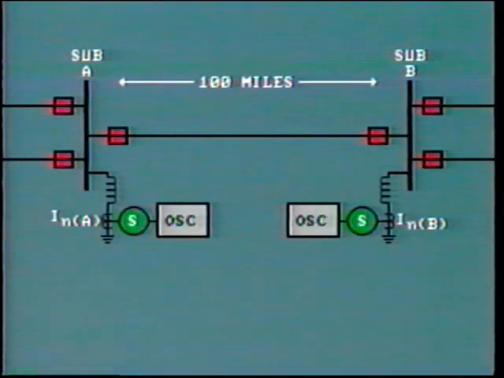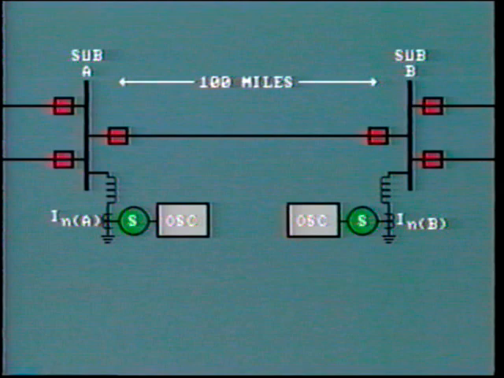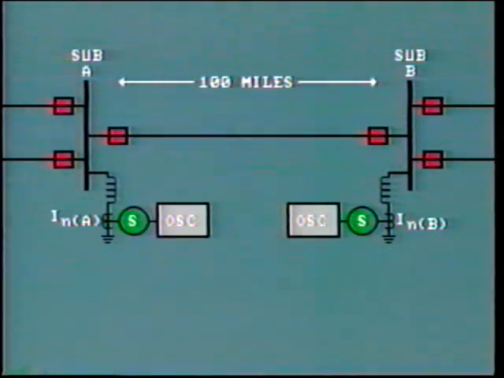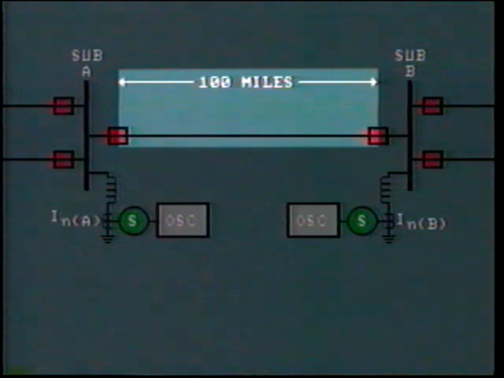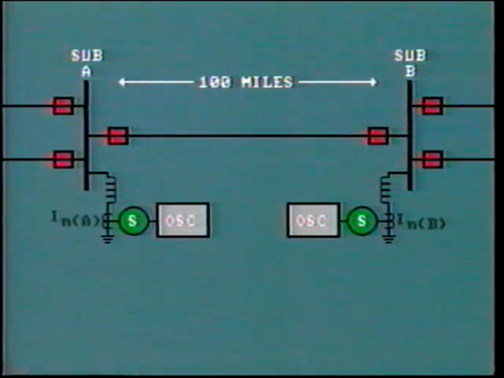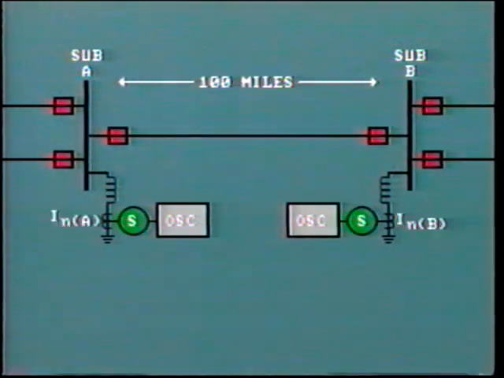Here's an example of how oscillograms, along with some computer simulations, can help pinpoint the location of trouble areas along a transmission line. The system one-line diagram shows two substations, A and B, separated by 100 miles of line. Both stations are equipped with oscillographs that monitor transformer neutral currents INA and INB.